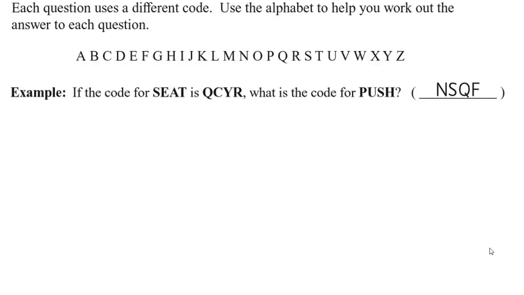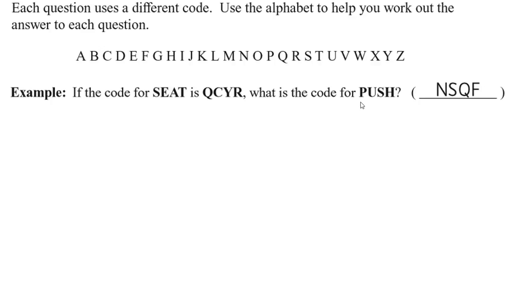Right, we're going to be moving on to our third lesson on chords, where we use the alphabet to help us find the chord that stands for a word. Today we're going to be looking at chords that are basically letters. So the word sit has got the chord QCYR.